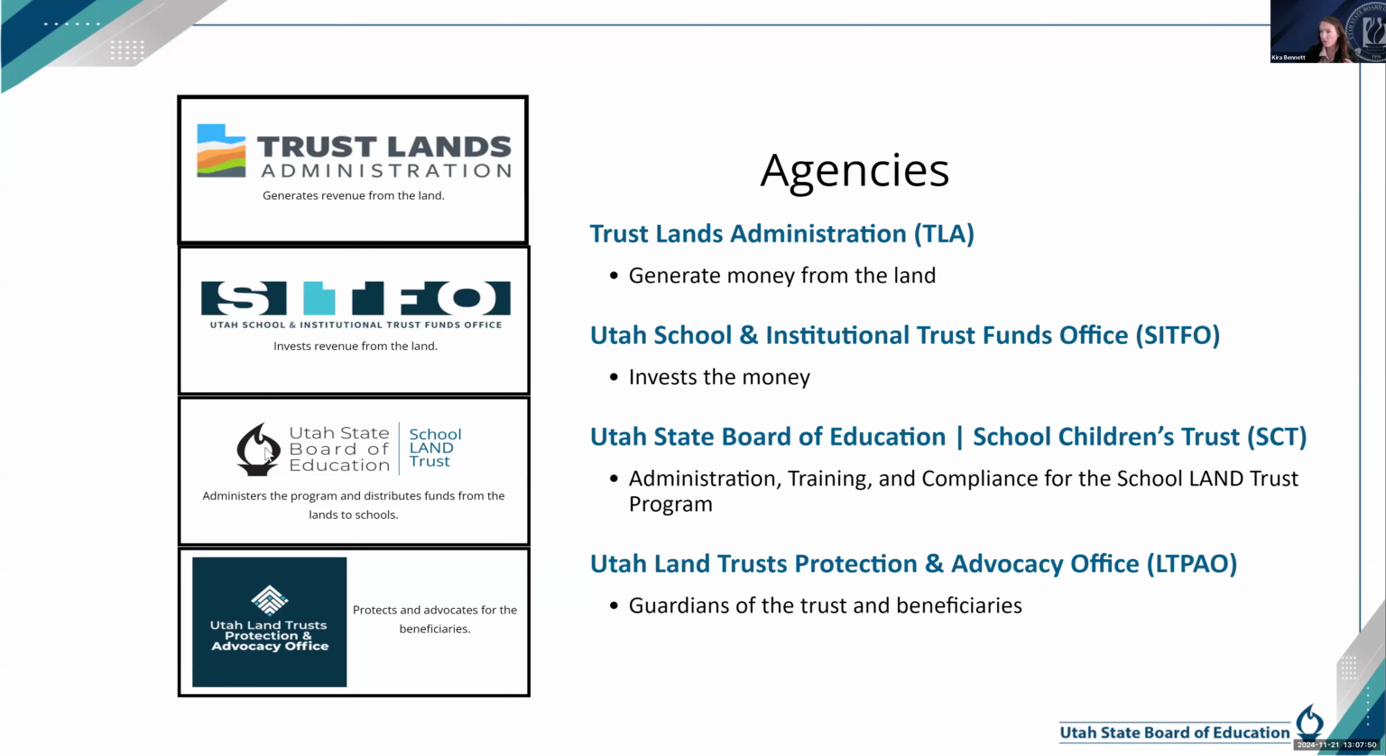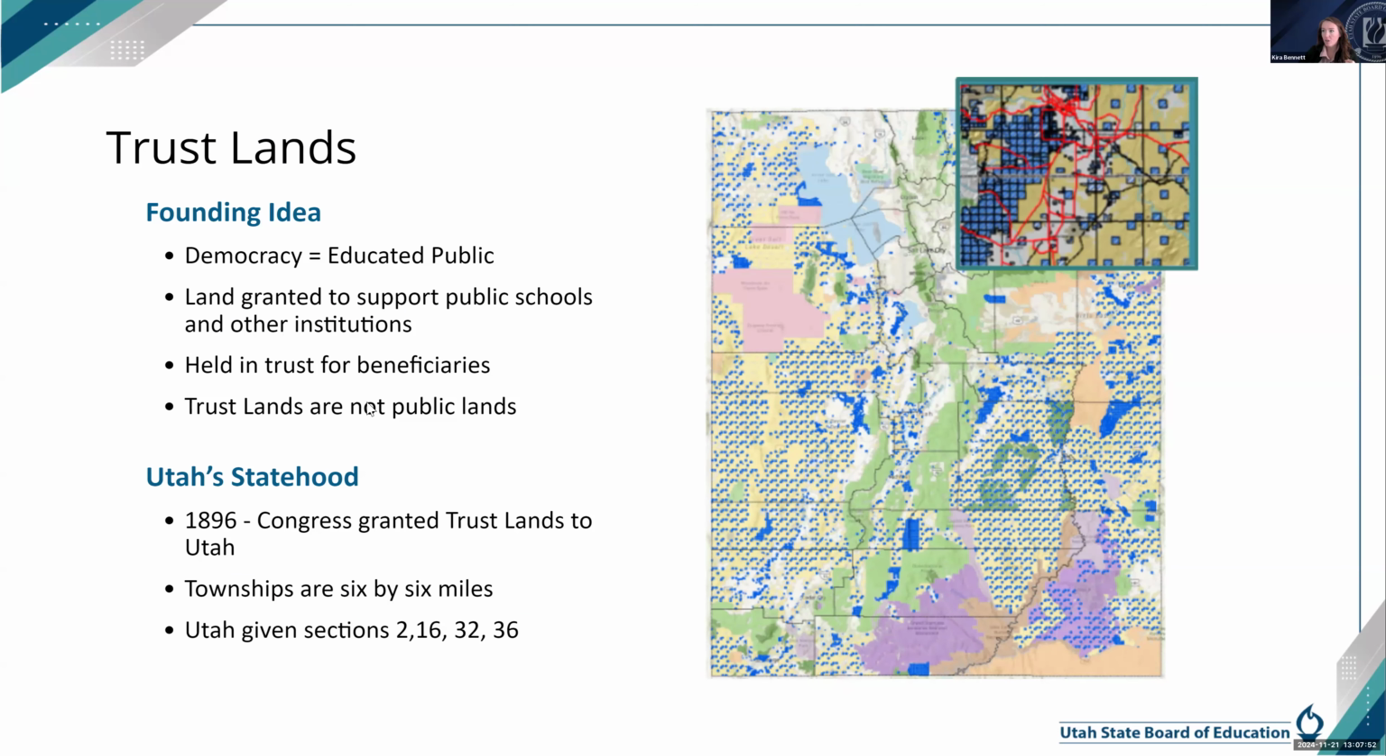One key thing that I should have pointed out on that slide is there's a lot of confusion about trust lands being public. There are about 3 million acres of Utah that are still trust lands, and some of them are publicly accessible, but none of them are actually owned publicly. They are owned by the school children of Utah State.